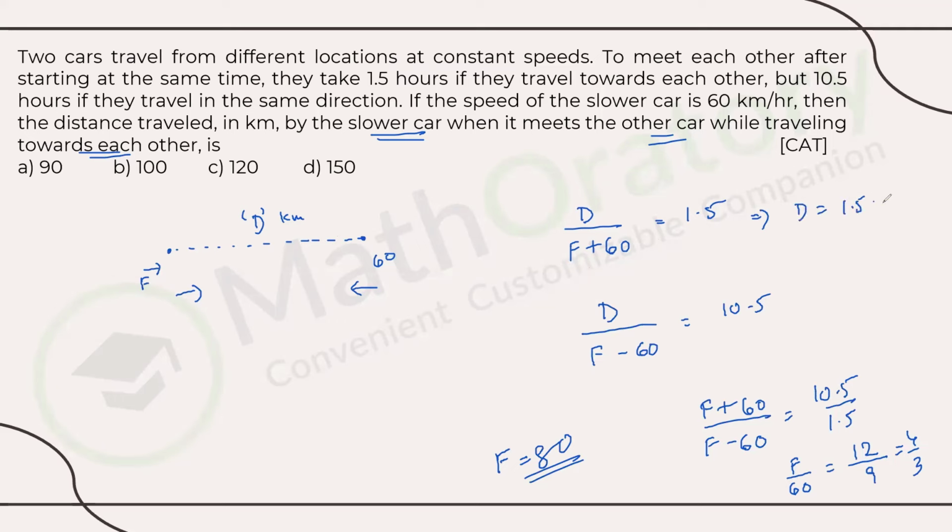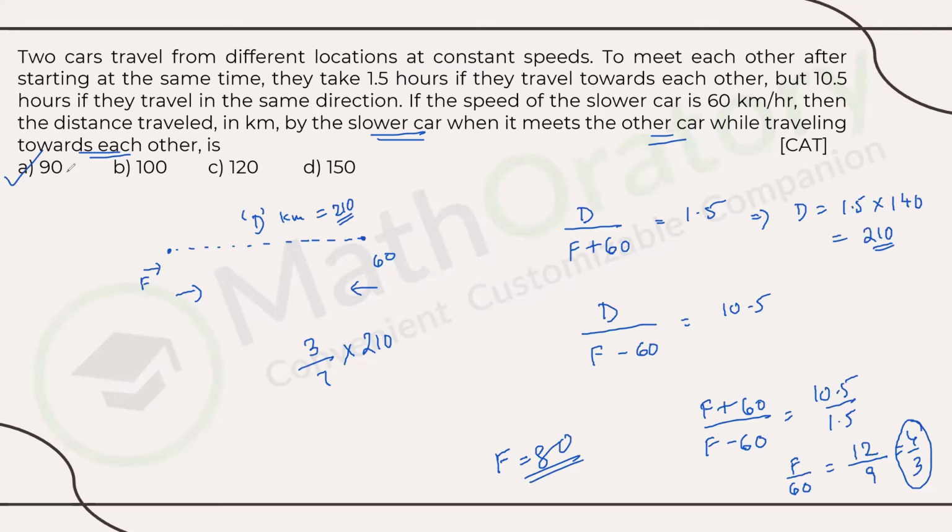You get d is equal to 1.5 times (80 plus 60). So 140 into 1.5 is as good as 140 plus half of 140, which is 210. So the total distance between them is 210 kilometers. Now the slower car will travel how much? The speed ratio is 3:4, slower to faster, so in the same time they will cover distances in the ratio 3:4 as well. The slower car will cover 3 and the faster car will cover 4, so the slower car covers 3/7 of the total distance. 3/7 of 210 is 90 kilometers.